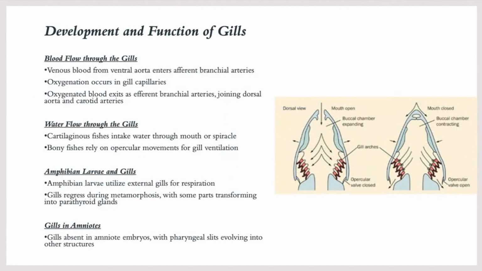Okay, so how does the blood flow through the gills? Well, the venous blood comes from the ventral aorta and enters the afferent branchial arteries.